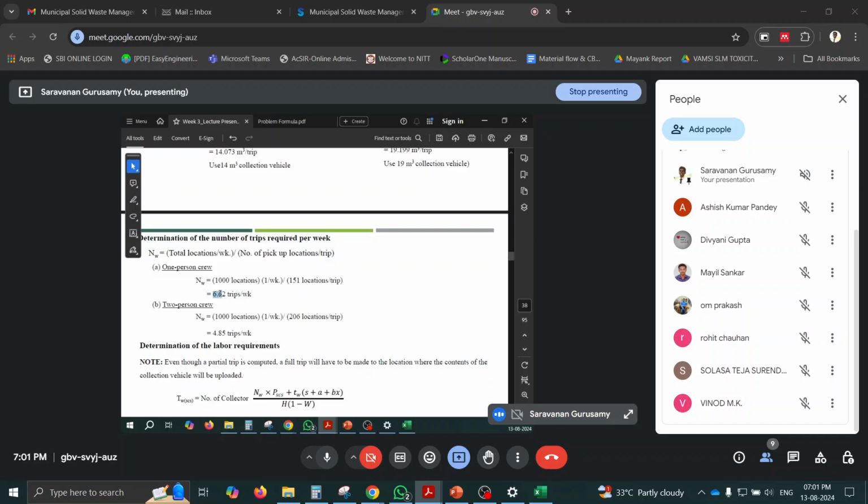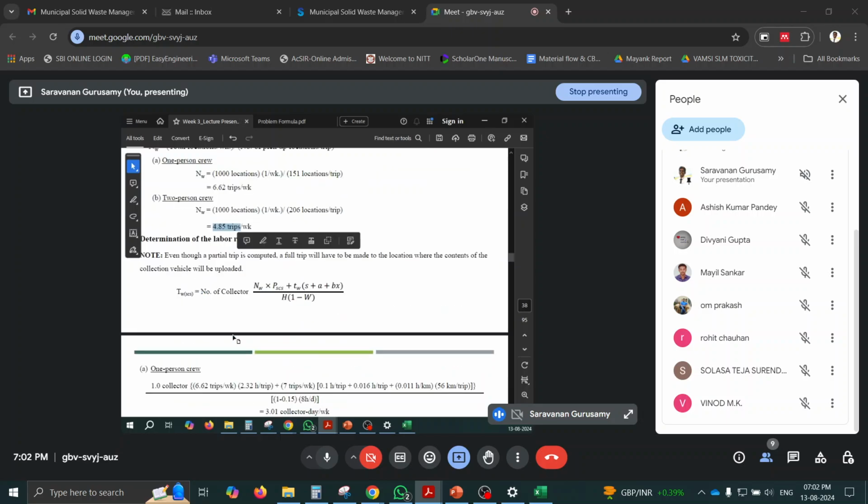So we need 6.62 trips in a week to collect from all the 1000 locations if it is a 1 person crew. The same we are calculating for the 2 person crew. We are calculating 4.85 trips in a week to collect from all the 1000 locations. Here you can see if it is 1 person, we need 6.62 trips. If it is a 2 person crew, we need 4.85 trips.